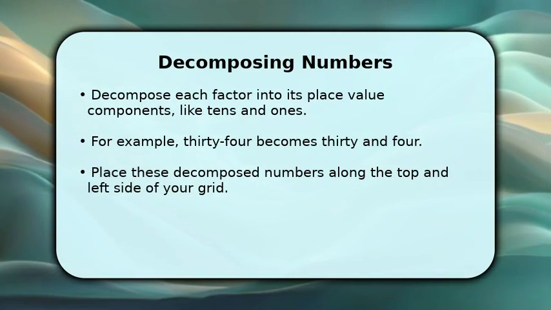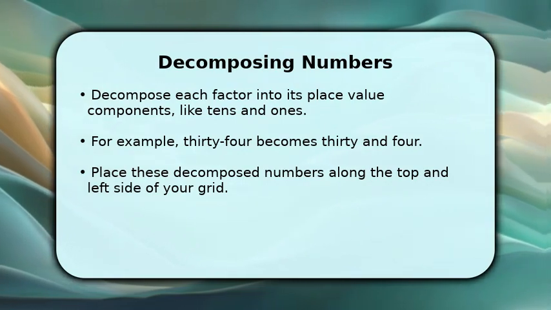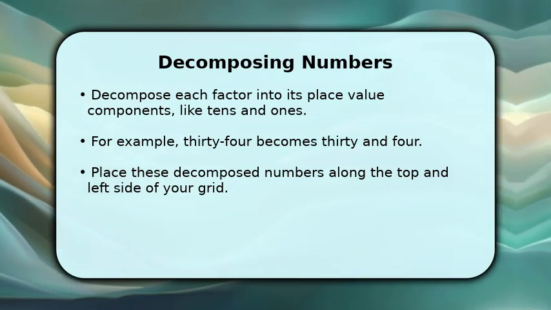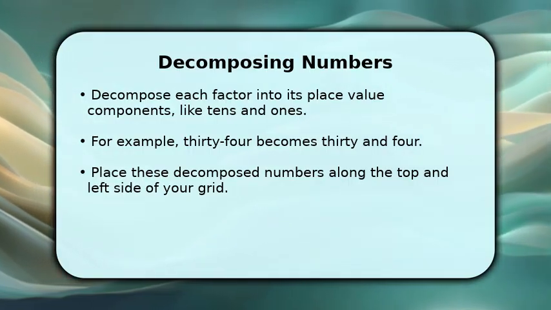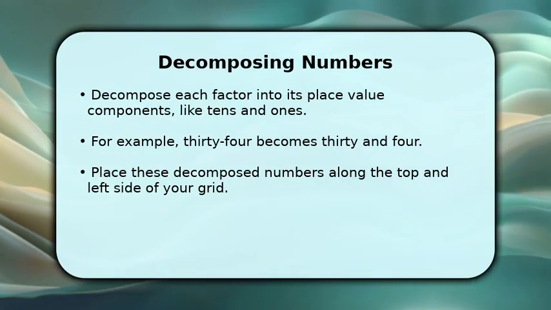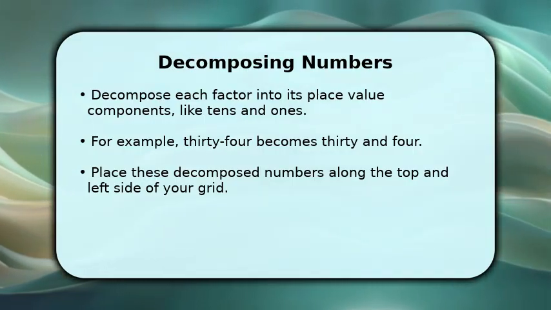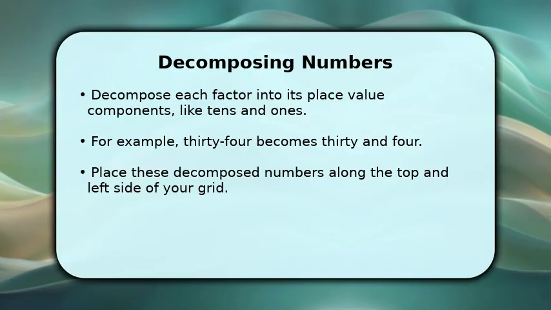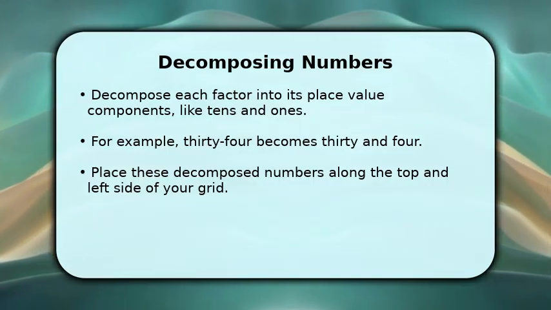Now let's set up our grid. Take your first number, say 34, and break it into 30 and 4. Write these above the columns. For your second number, perhaps 27, break it into 20 and 7. Write these along the rows. This creates 4 smaller multiplication problems within your grid, making the overall calculation much simpler to manage.